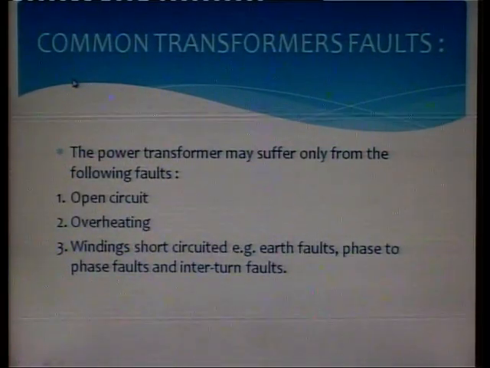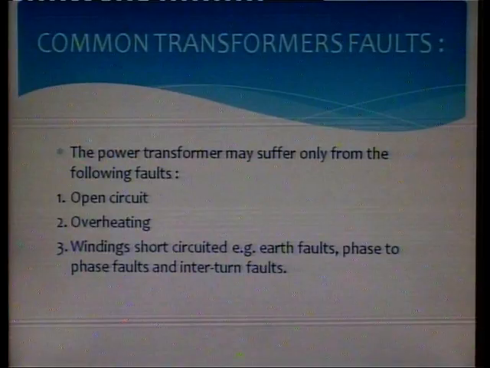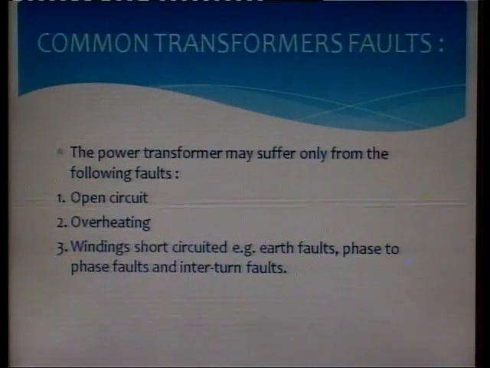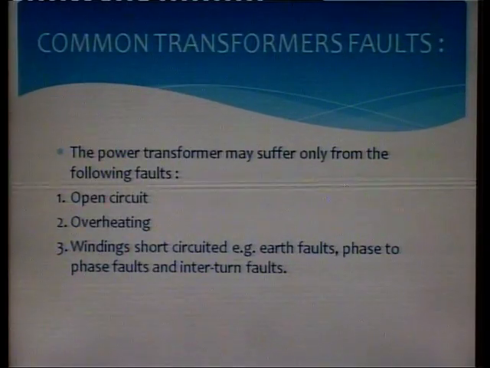The next topic is common transformer faults. There are three main types of faults that occur in a power transformer. The first is open circuit faults, the second is faults due to overheating, and the third is winding short circuit faults, that is, faults due to earth, phase to phase faults, and interturn faults. So, let us discuss all three faults one by one.